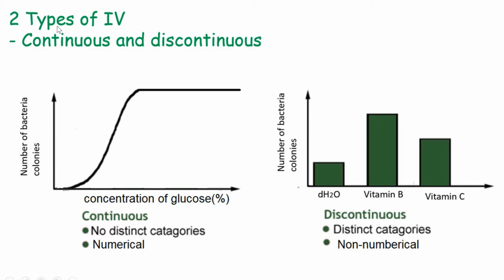The key idea is that if it's continuous, you will involve numerical values, such as how the concentration of glucose affects the number of bacterial colonies. And in the discontinuous one, usually you will express this in a bar chart, and this does not involve numbers. The experimental conditions are in one condition but not the other, so it's exclusive.